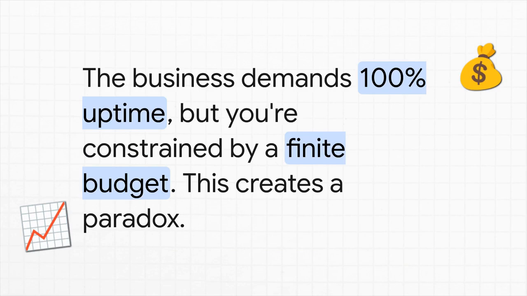On one side, you've got the business screaming for 100% uptime, right? But on the other, you've got the cold, hard reality of a finite IT budget. Trying to give every single workload maximum resilience is just a fast track to burning through cash and, honestly, failing to protect your most critical assets. So, how do we get out of this mess?